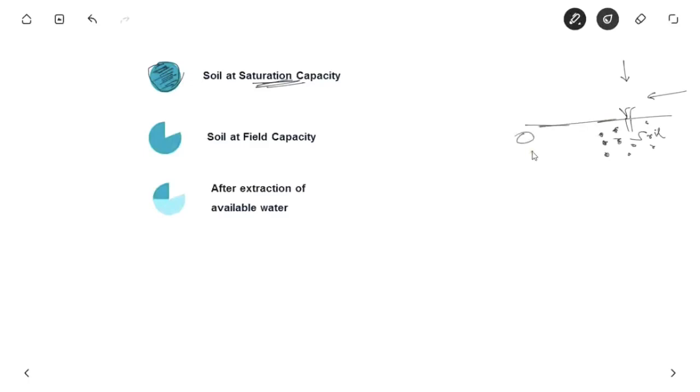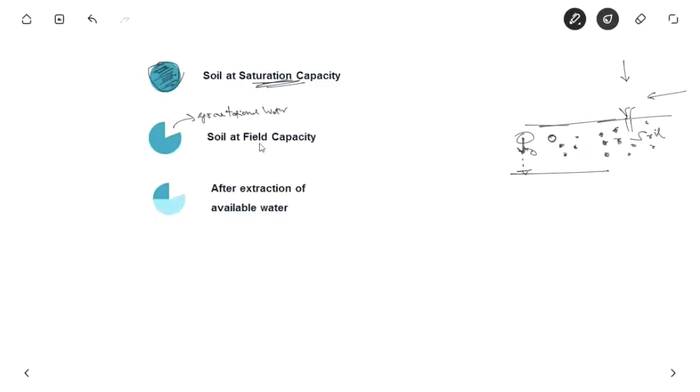What happens is, as I told before, there are some micropores and some macropores. So these are the macro and these small pores are the micro. The water drains down from the macropores. Only the micropores hold the water, while from the macropores it drains down and reaches the groundwater. The water which reaches the groundwater is known as gravitational water.